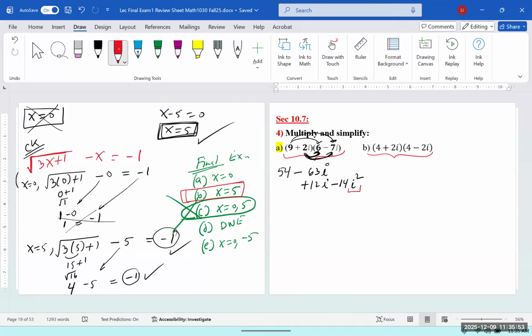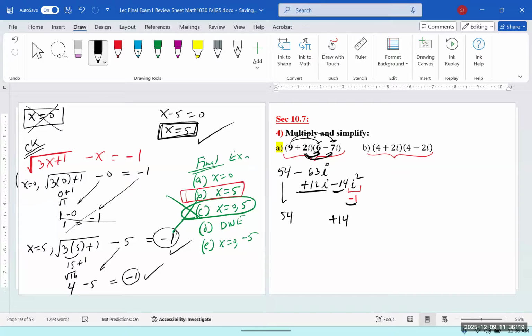Do any of you remember what i squared is? Negative, I think. Is it negative? Yes. Negative 1. Every i squared becomes a real number. It's a negative 1 real number. So this negative 14 times negative 1 turns into positive 14. And we have positive 54.